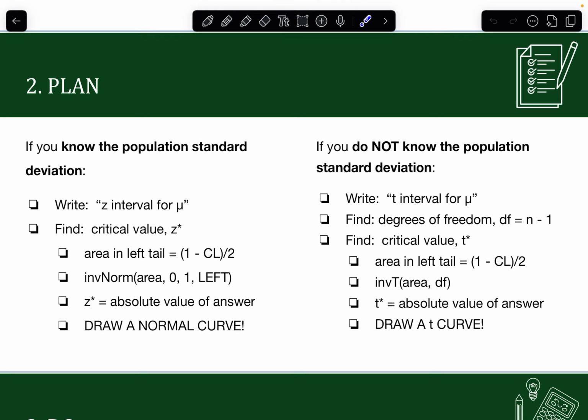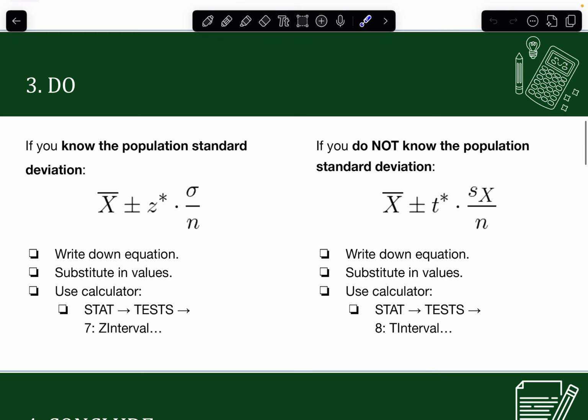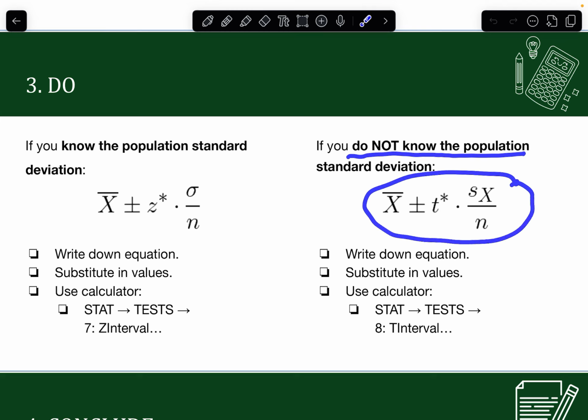Now that the setup's done, we're going to go to the do, which is really quick. If you know the population standard deviation, copy that formula down, plug in the values, use your calculator, stats test z-interval. If you don't know the population standard deviation, this formula, write down the equation, plug in your values, use your calculator, t-interval.